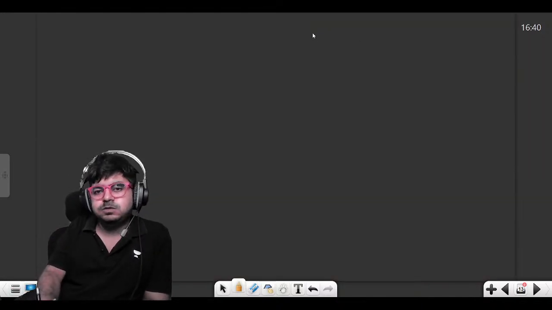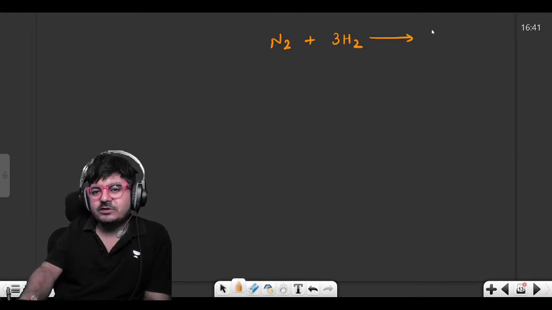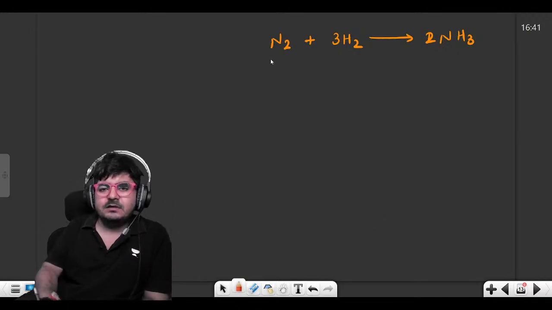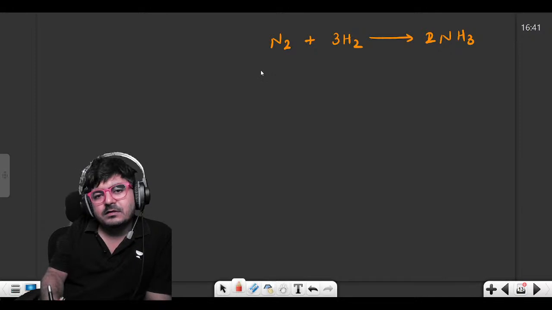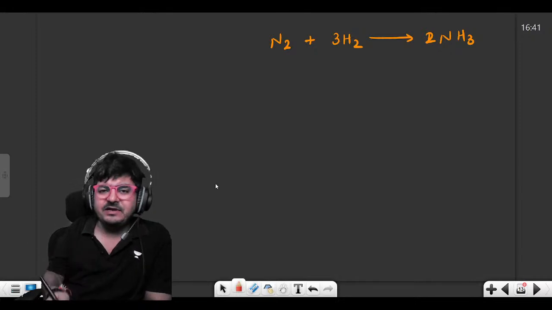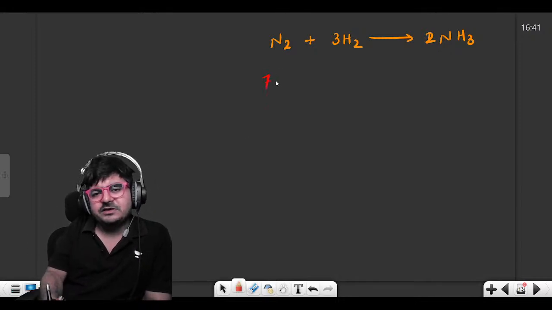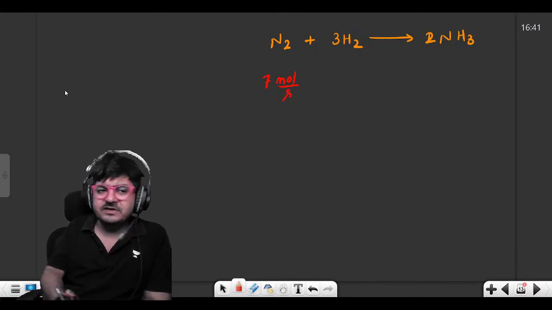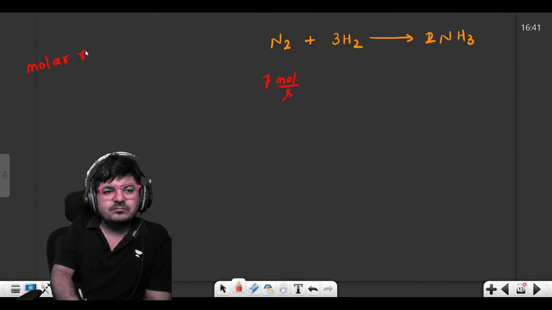Suppose if I consider one example, let's say this ammonia synthesis. Okay. And here, let's say the rate of reaction at any point, at any moment, or at any time t, if you observe, and the rate of reaction for nitrogen is, let's say, 7 mole per second. Or you can say the molar rate of disappearance of nitrogen.